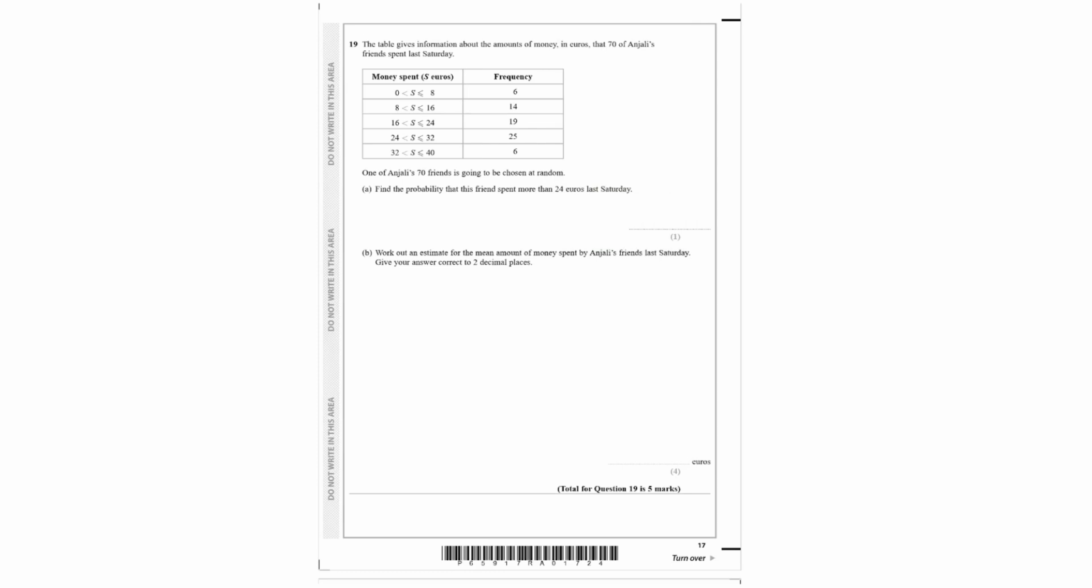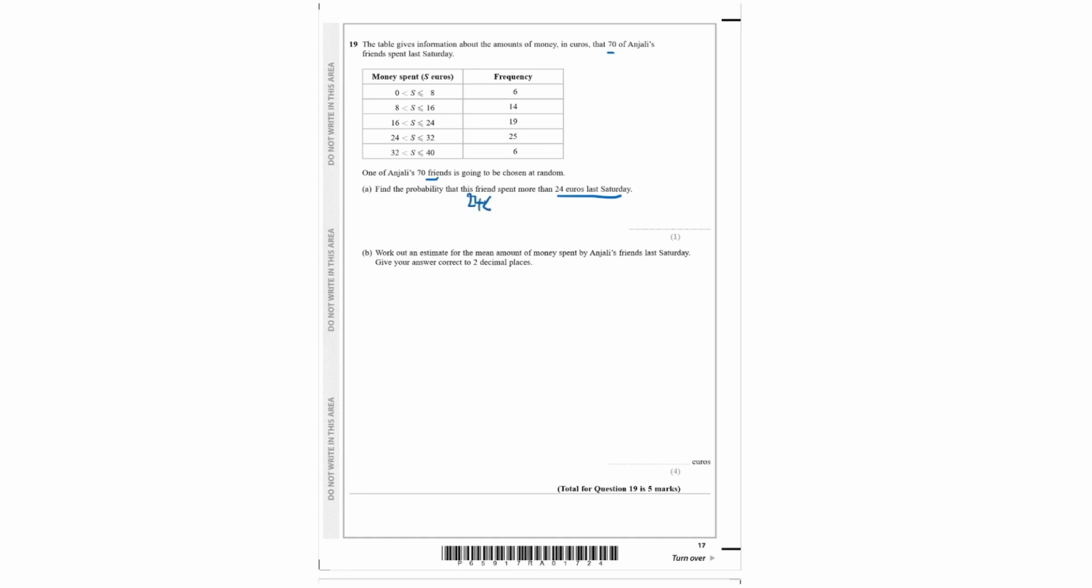The table gives information about the amounts of money in euro that 70 of Anjali's friends spent last night. One of Anjali's 70 friends is going to be chosen at random. Find the probability that this friend spent more than 24 euros last Saturday. So, we have to find the range that is greater than 24.